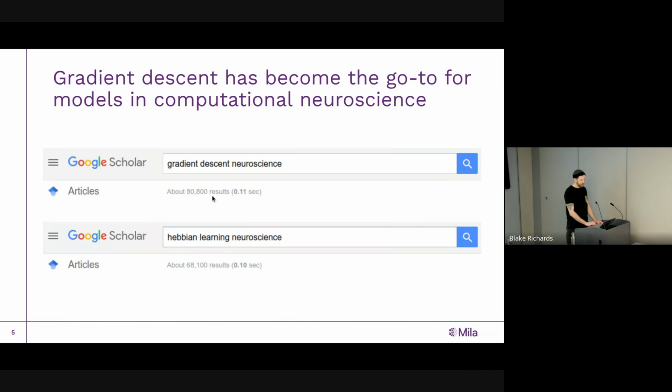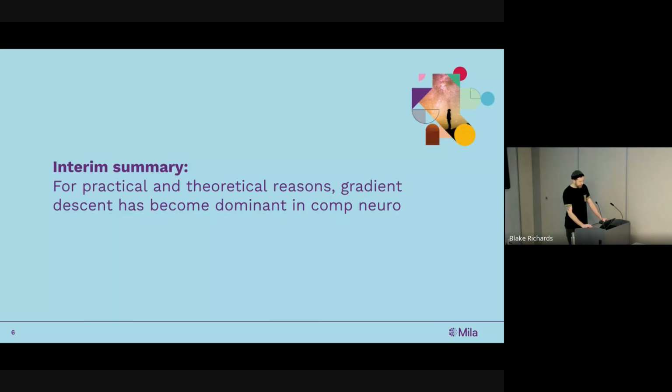When you search Google Scholar, this was a few months ago, but something probably still similar holds. The classic synaptic plasticity rule in neuroscience is a Hebbian plasticity rule. And yet when you do a Google Scholar search, you see that Hebbian learning neuroscience produces fewer results than gradient descent neuroscience, which just indicates how much the neuroscience community has taken this on. You can find thousands of papers that use gradient descent to train neural network models in computational neuroscience as a field. So for practical and theoretical reasons, gradient descent has become dominant in computational neuroscience.